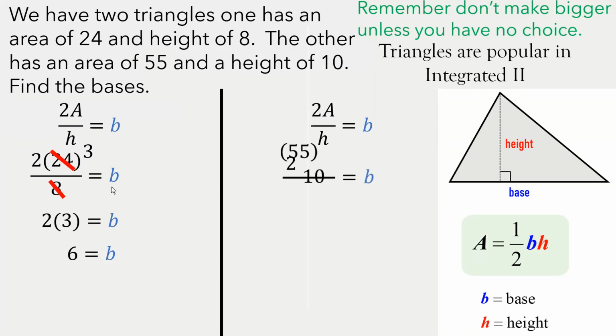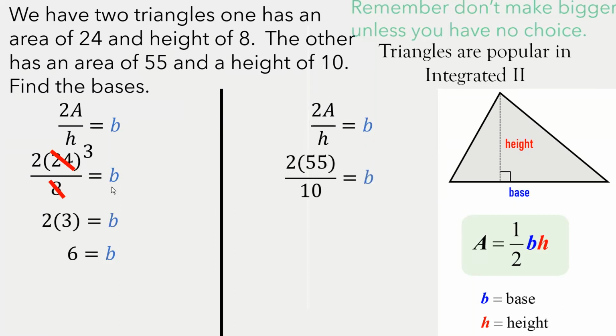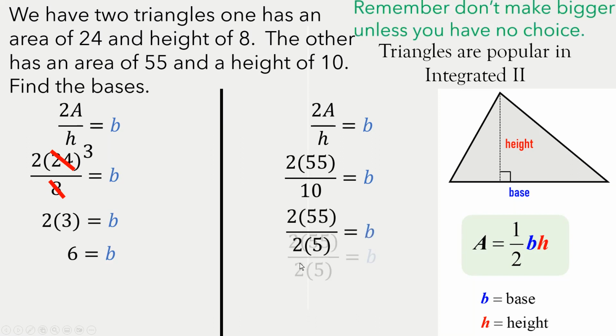Again, for the second one, 55 and 10. So just as a reminder, don't make bigger unless you have to. Let's rewrite it for a second if you don't really see what's going on. 10 can be written as 2 times 5. And now if you notice, we have a 2 above, 2 below, 55, 5. So those are gone, and we're left with just 11. We're done. So we could have multiplied 2 times 55 to get us 110, divide by 10, get us 11, or we could have just reduced it this way.